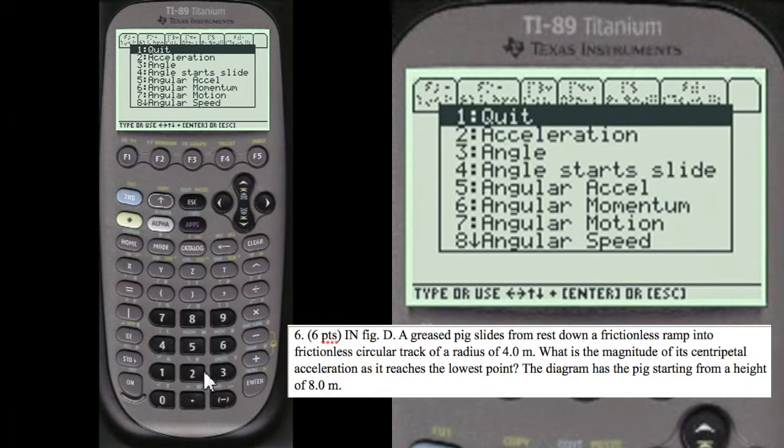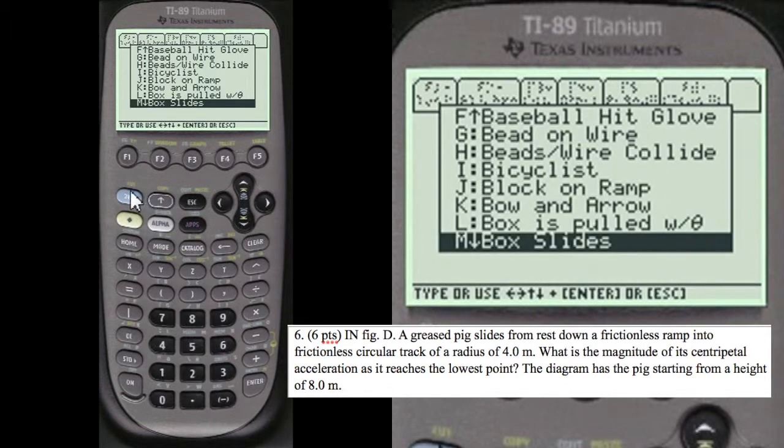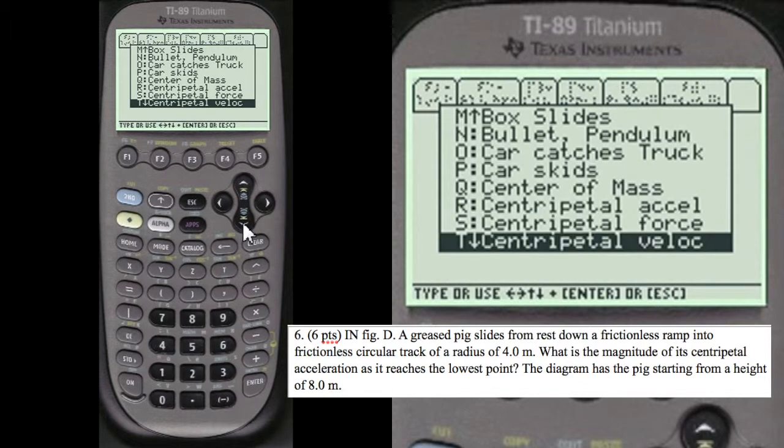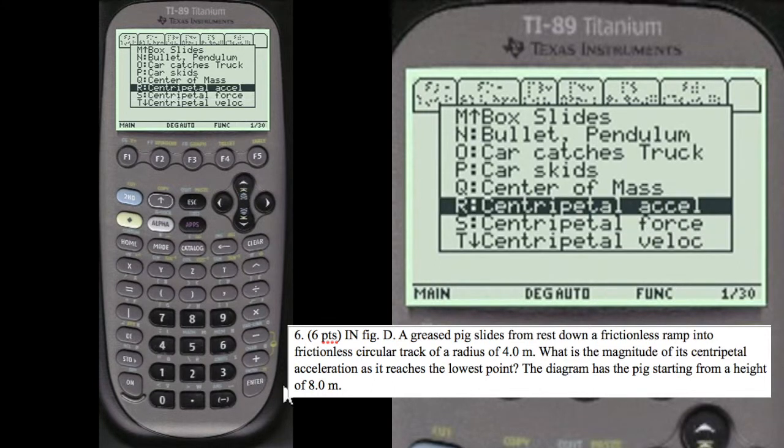Everything you see, you write down. And we're going to scroll down to centripetal. You can use second and down to go screen by screen, to get to the menu quicker. And we're going to choose centripetal acceleration again.